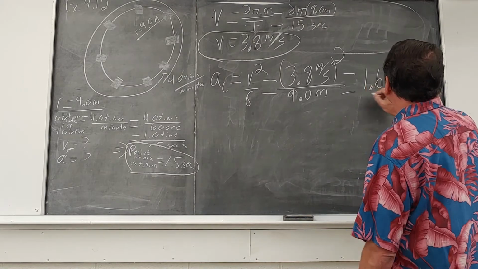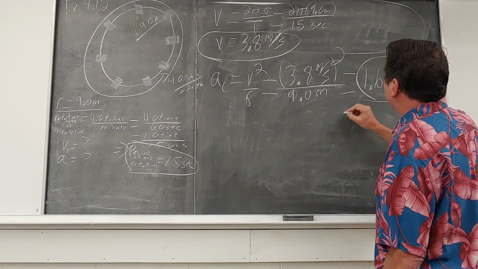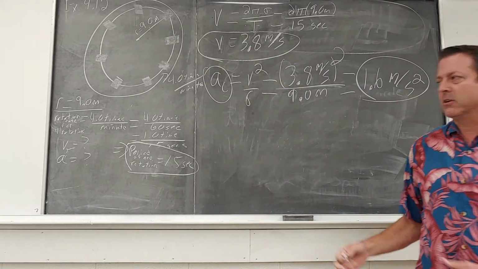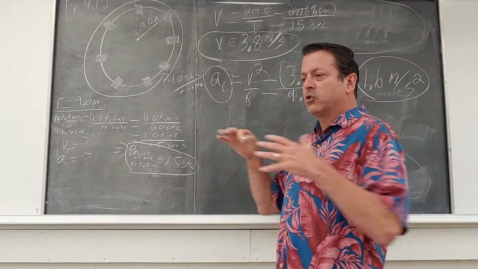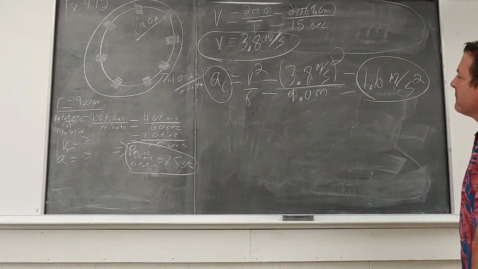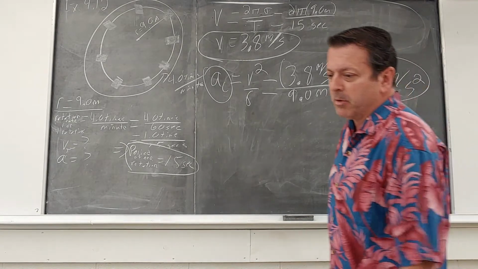1.6 meters per second. And of course, that's the magnitude of that centripetal acceleration. Of course, the direction of it is towards the center of that Ferris wheel, along the radius. Okay? That's the way you would do these problems.